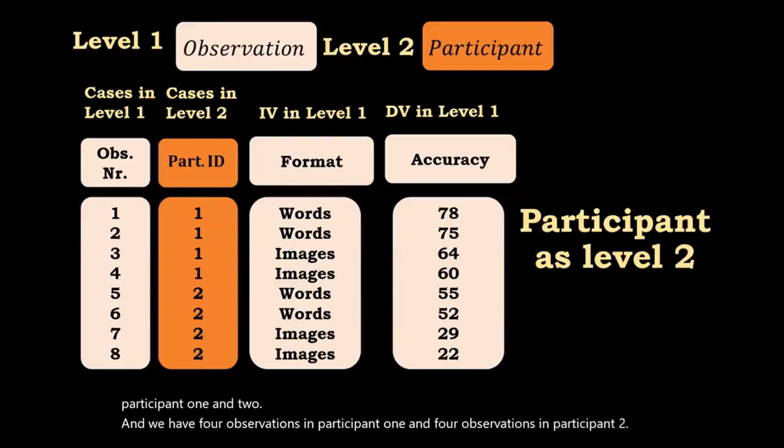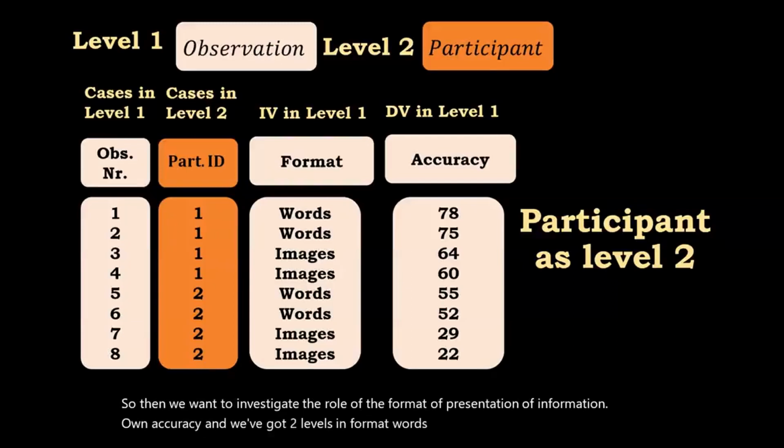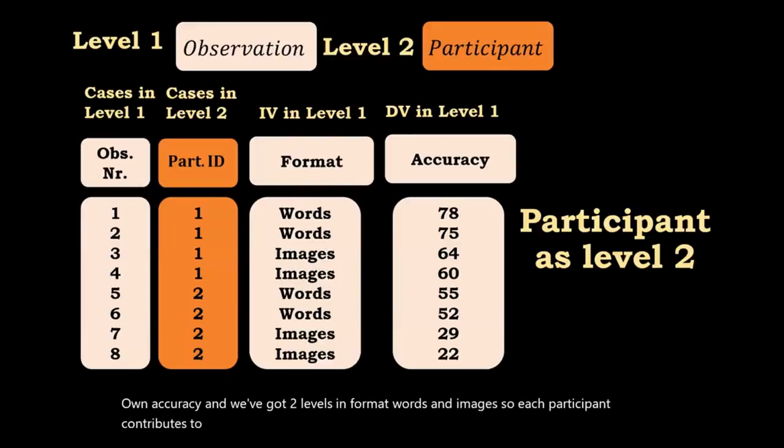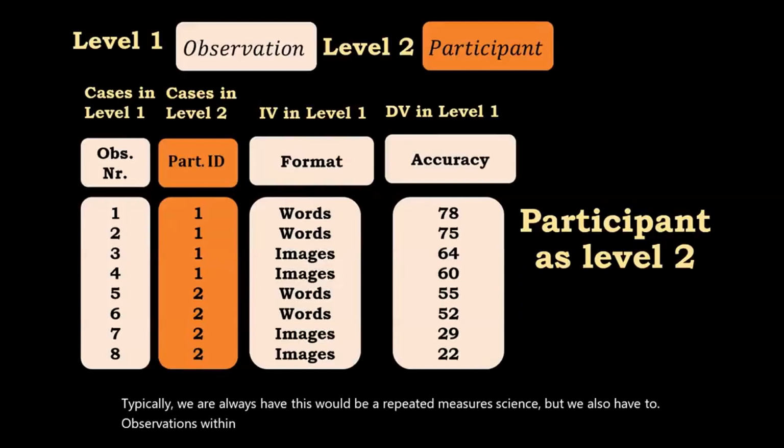So then we want to investigate the role of the format of presentation of information on accuracy. And we've got 2 levels in format, words and images. So each participant contributes 2 measurements to each of the levels of the independent variable. Now, this would be a repeated measures design, but we also have 2 observations within each level of the independent variable.